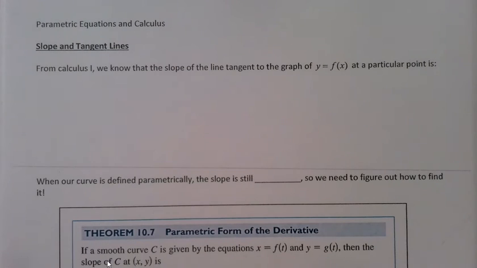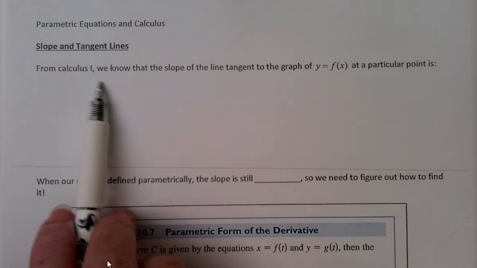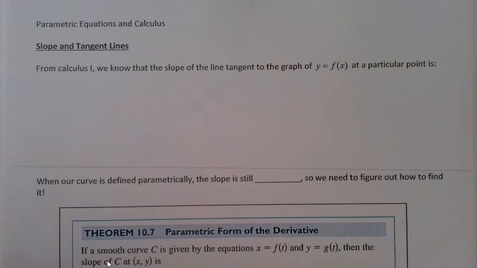So to wrap up this very long section 10.1, we're going to finish up our study of parametric equations by looking at doing calculus with parametric equations. From Calc 1, you'll remember that the slope of the line that's tangent to a graph at a particular point is simply the derivative, right?